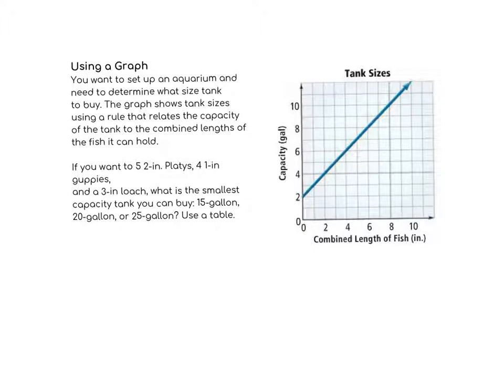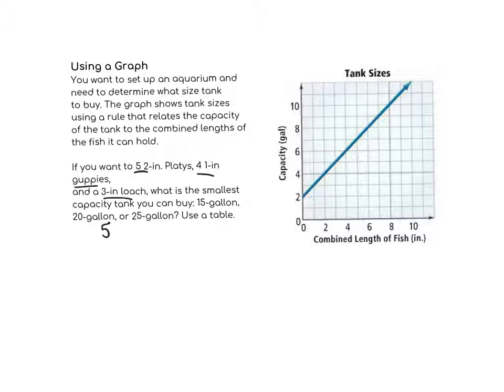All right, last thing, using a graph. They have this graph here that talks about the capacity of a fish tank and the combined lengths of fish that you can have in that tank. It says you want to set up an aquarium and need to determine what size to buy. The graph shows that. We talked about that. So if I want to buy 5 2-inch fish, 4 1-inch guppies, and a 3-inch loach. I don't know what these are. Got them from the book.